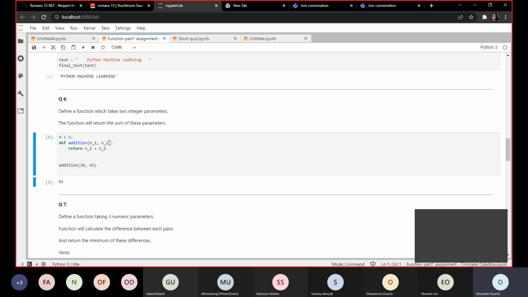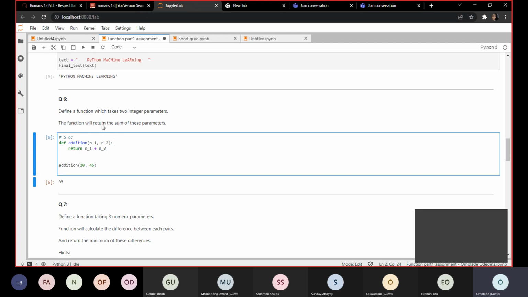Now this bracket here, for non-parametric functions, will be empty. You're not putting anything in it. But for parametric functions, the bracket is not empty. So it's asking us to define a function that takes in 2 integer parameters. And what are integers? Integers are whole numbers. They can be negative or positive integers. There are no decimal points, because we are asked to put in 2 integer parameters.